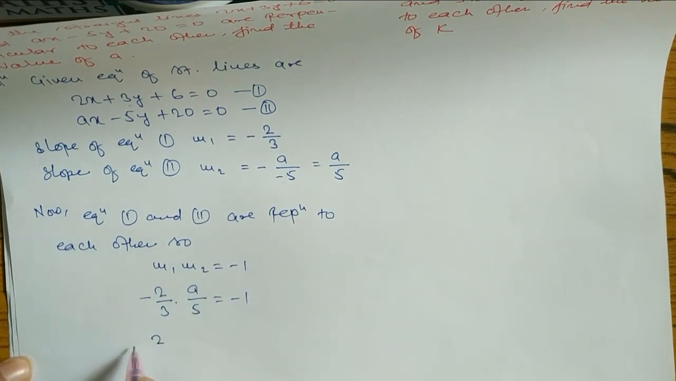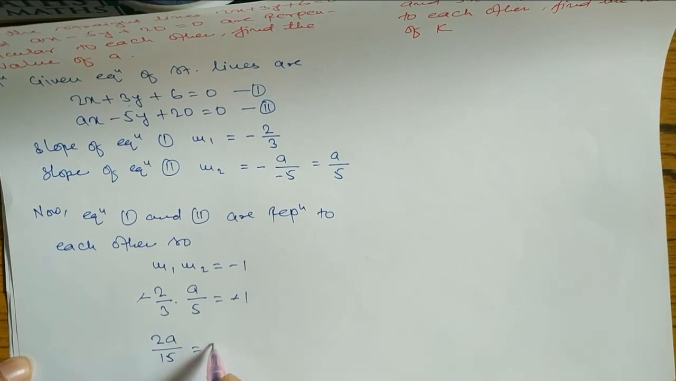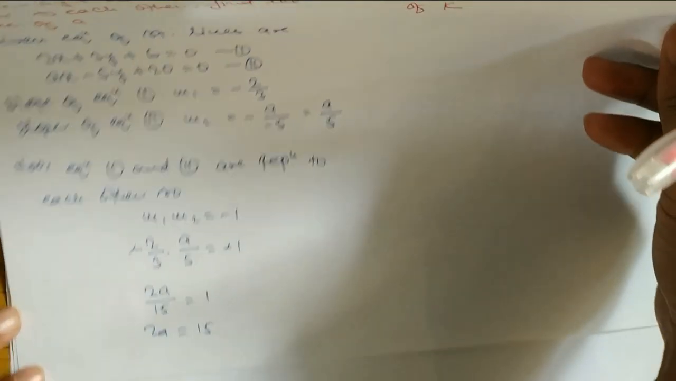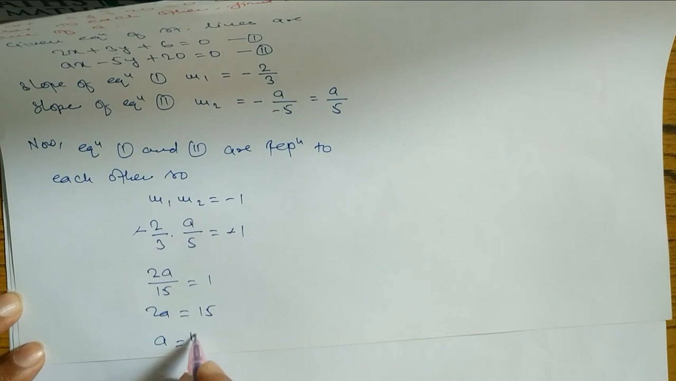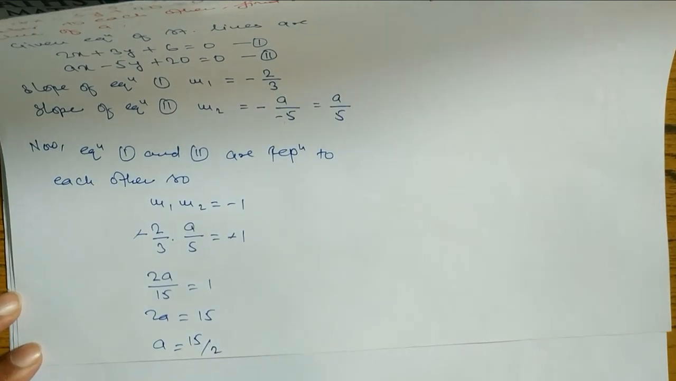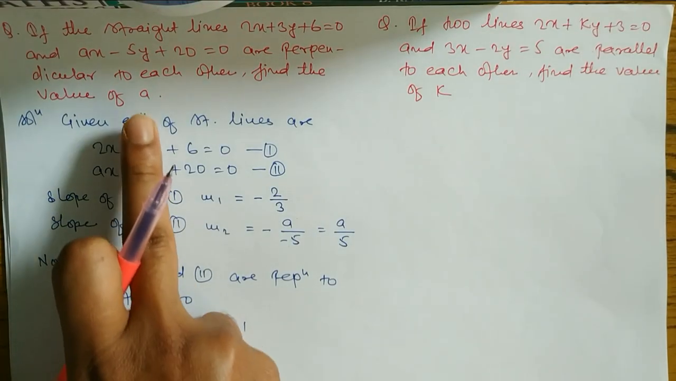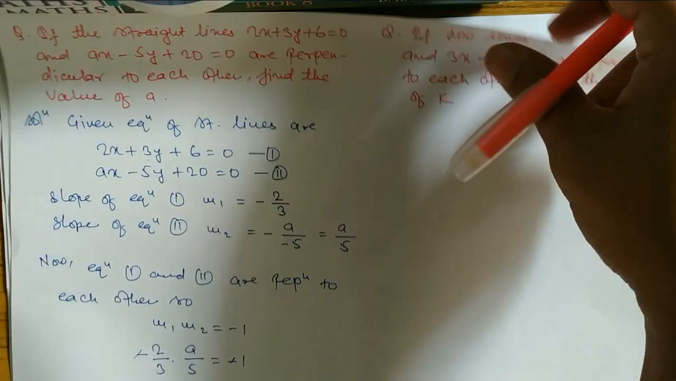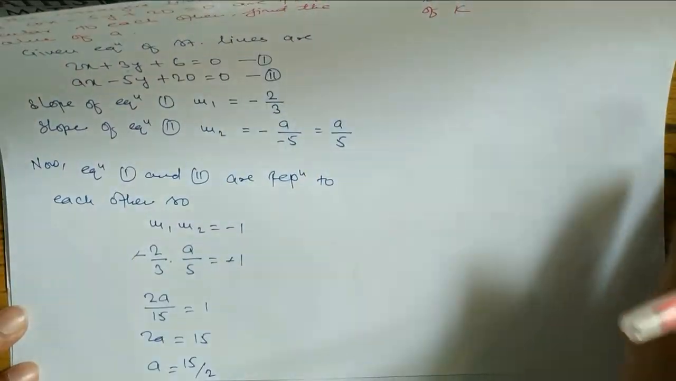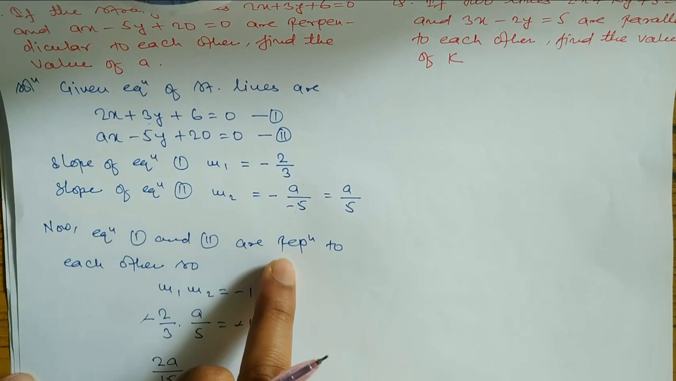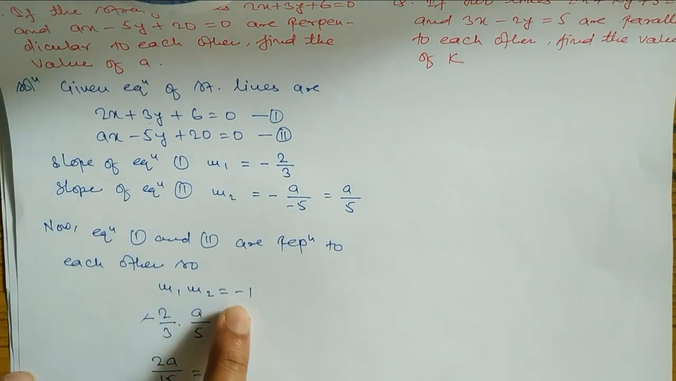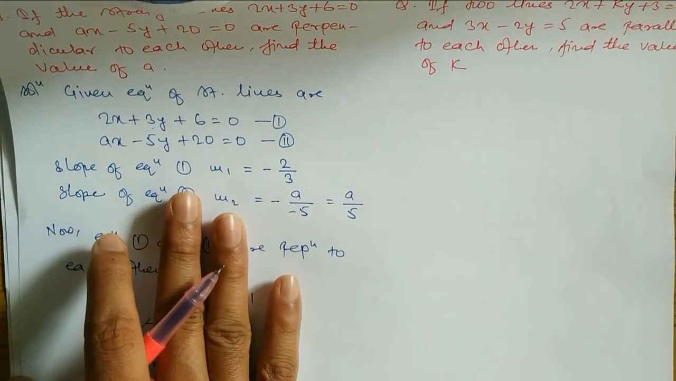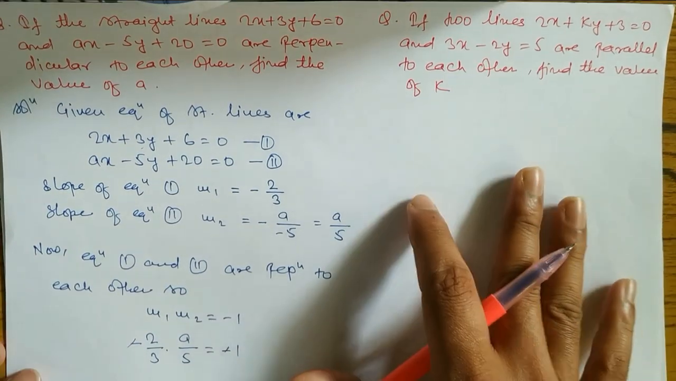Now minus cancels. 2A by 5 times 3, which is 15, is equal to 1. Cross multiply: 2A is equal to 15. So A is equal to 15 by 2, which is the answer. We had to find the value of A. If two lines are perpendicular, then m1 m2 is equal to minus 1. That was for perpendicular. Now I'm going to do it for parallel.